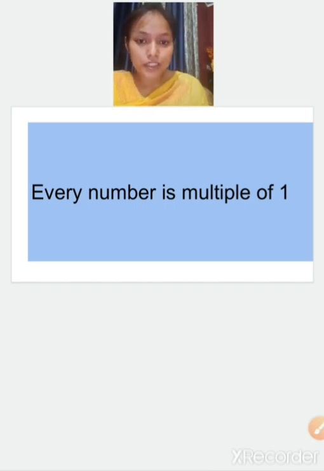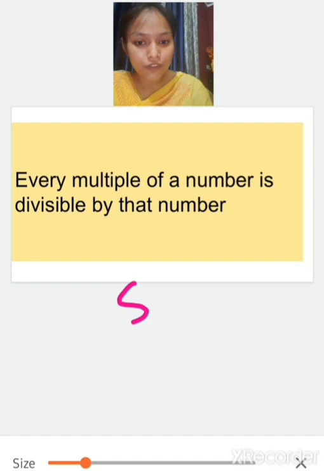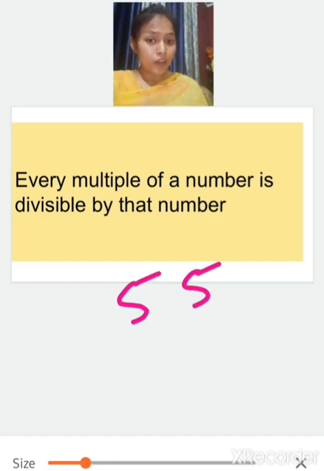Because all comes in table of 1. Now, every multiple of a number is divisible by that number. As we have taken earlier also, if I say 55, 55 is a multiple of 5. Now if it is a multiple of 5, then it should be divisible by 5. It should be completely divisible by 5.